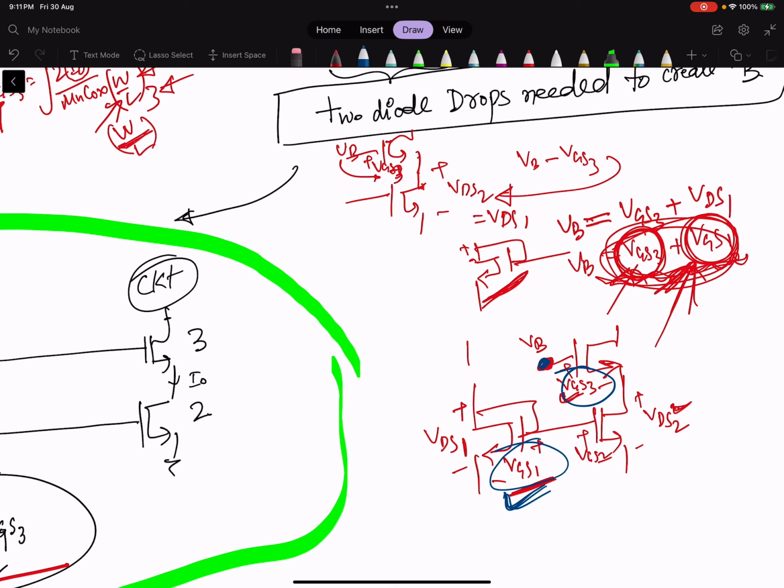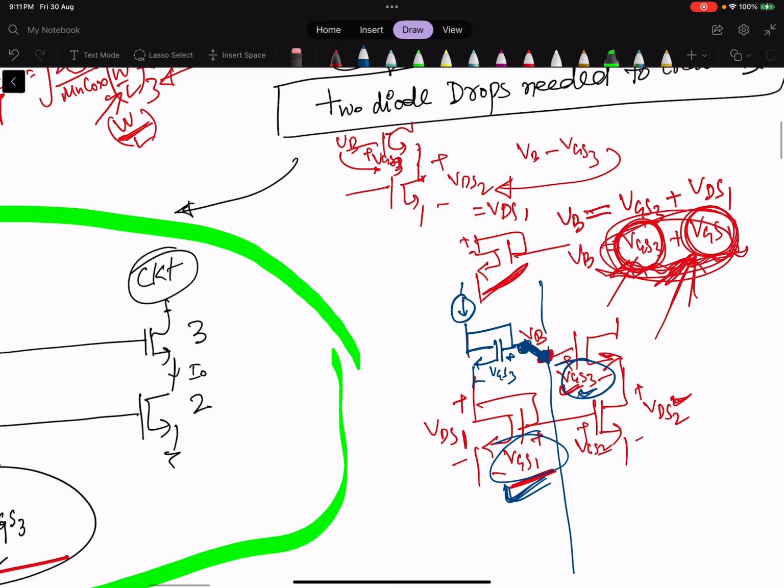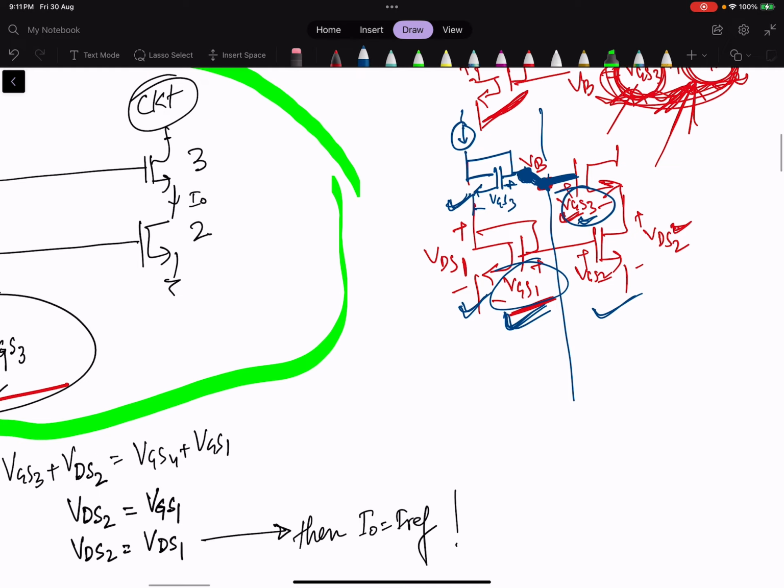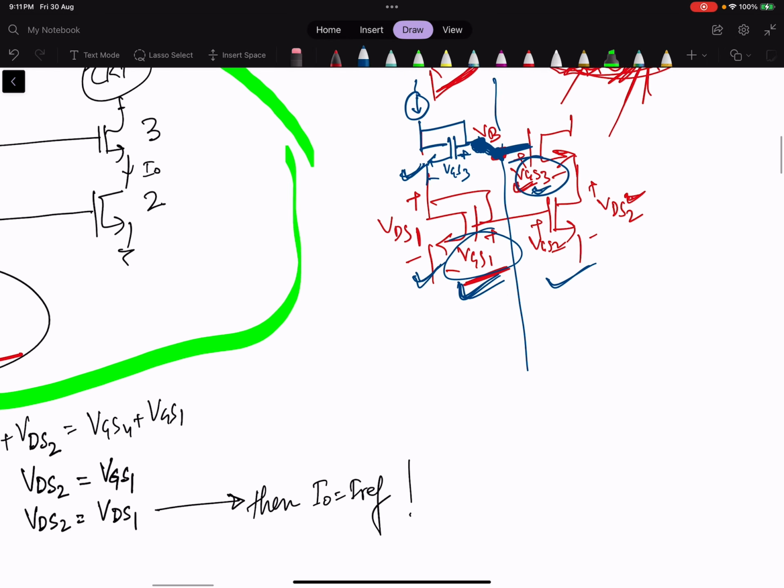So how we will do that? What is done is we will create one more drop here, VGS3, same as this from the IREF, and we will connect this to here. So this will generate VB here. How will it generate? If you see, this is VGS3 this side, and this is also VGS1. So whatever voltage here will be connected to this side. So your final circuit, how will it look?